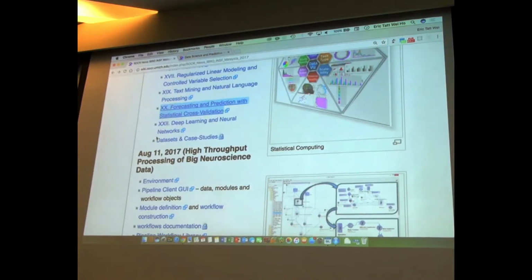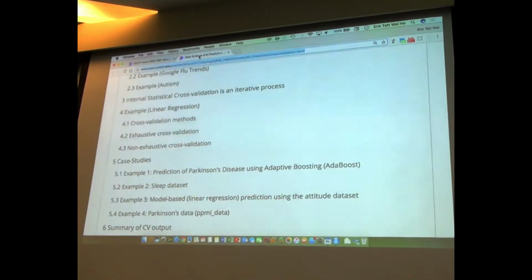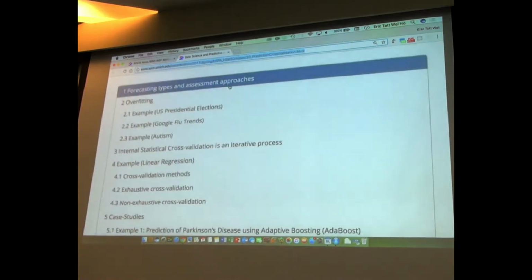Start with the forecasting and cross-validation. So in this chapter, again, open a new tab and get the R Markdown code as well. I'm not going to be running it during these demos now, but we can run it later during the practice.